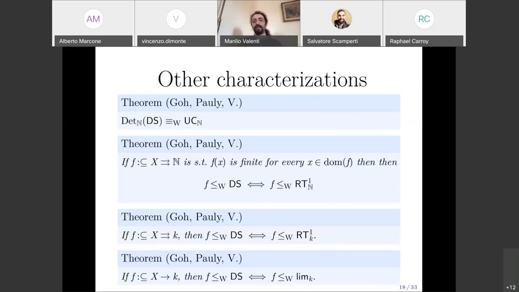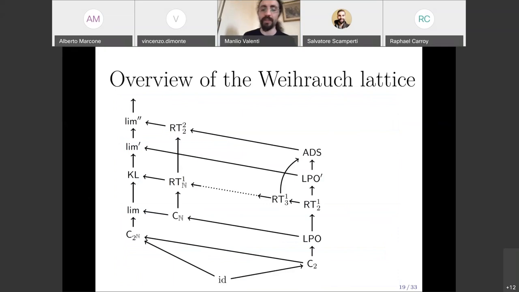You have several characterizations of what is and is not reducible to DS. But in order to have a clearer idea, I think it's better to draw some pictures, especially if you're not familiar with where all these problems land in the Weihrauch lattice. All these characterizations are nonsense if you want, but maybe with a picture it's clearer. So this is a very coarse diagram which describes the relation between the problems in the Weihrauch lattice. You have the identity at the bottom here, which corresponds to computable problems.